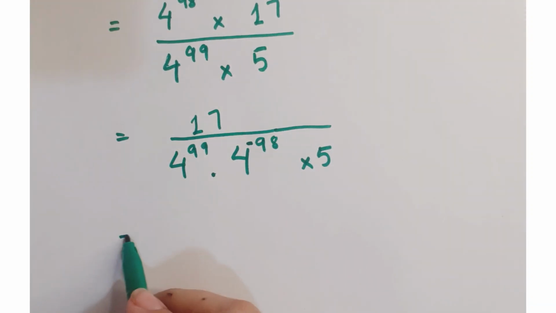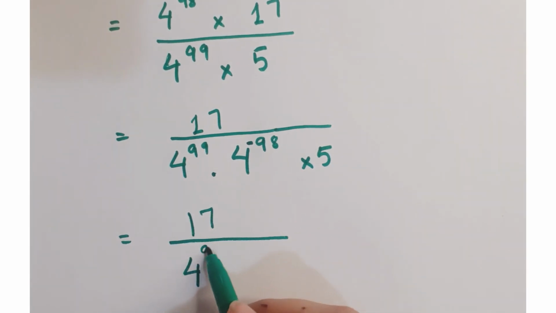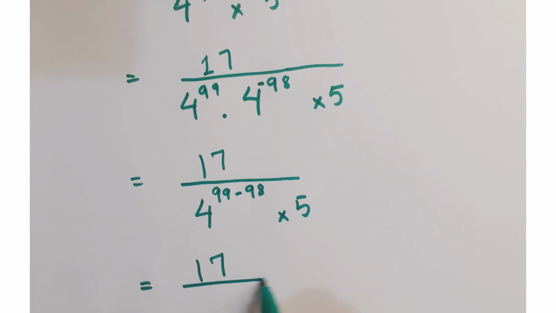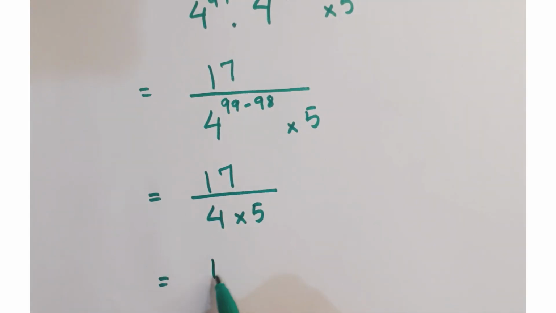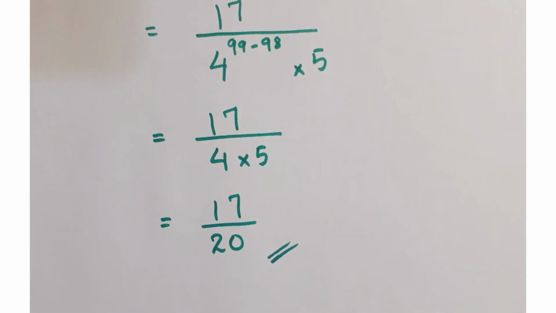Now, these are the same bases, so just add up their powers. So we have 17 upon 4 into 5, further 17 upon 20, and this is our right answer after simplification.